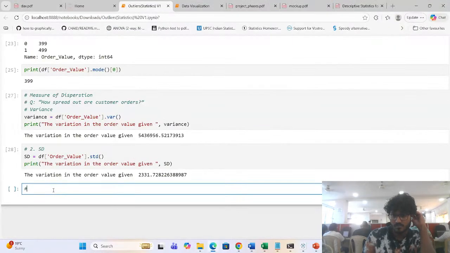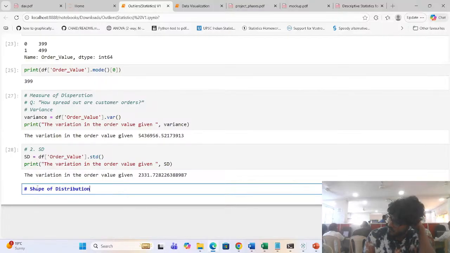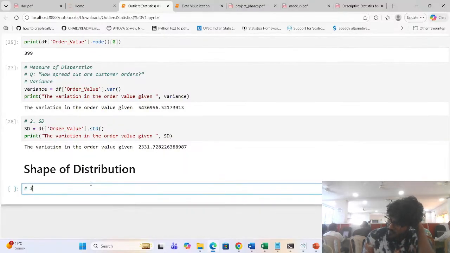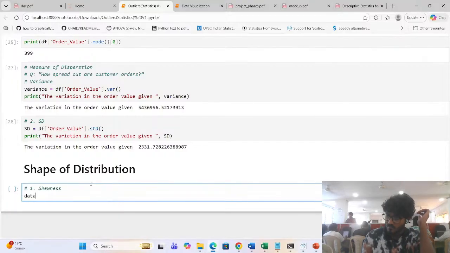Okay, next we are looking for the shape of a distribution, skewness. Okay, so we have a data frame called data.